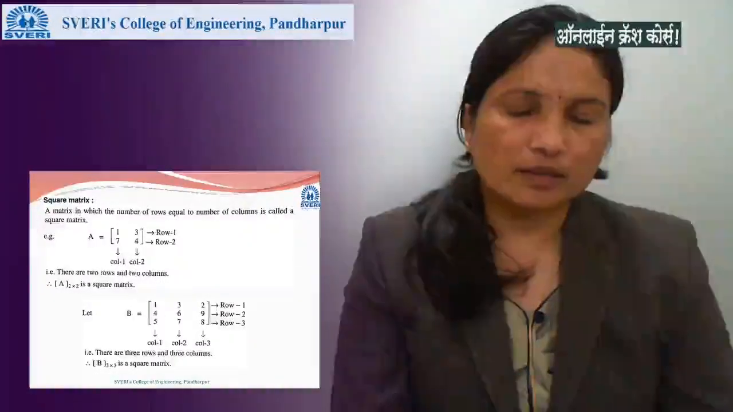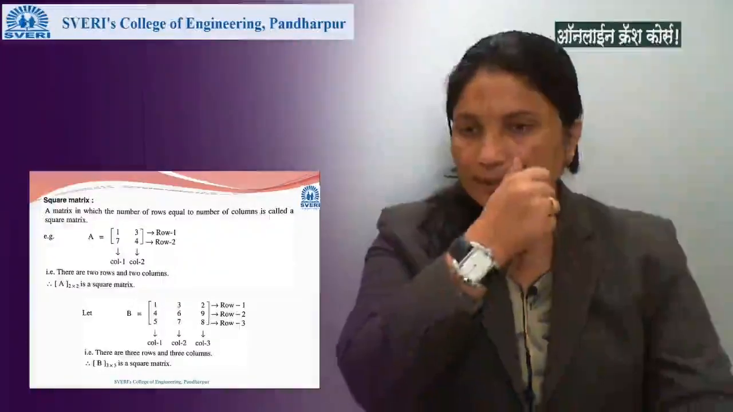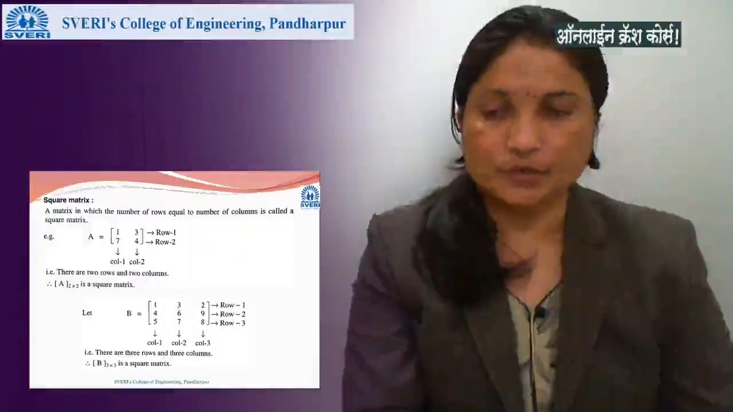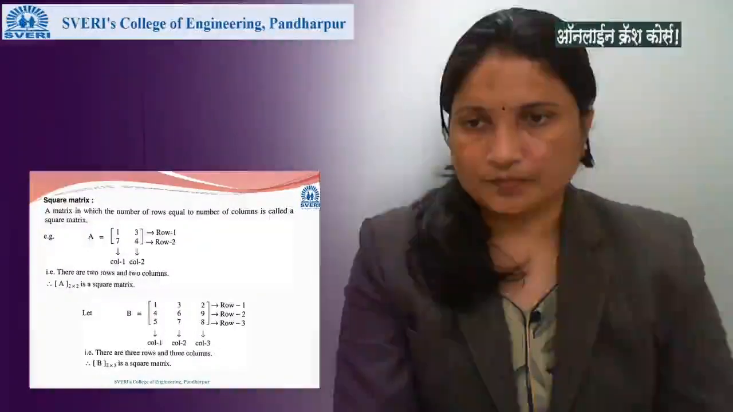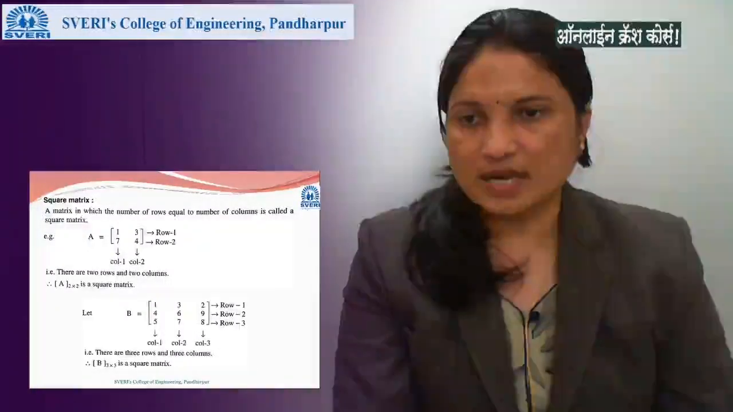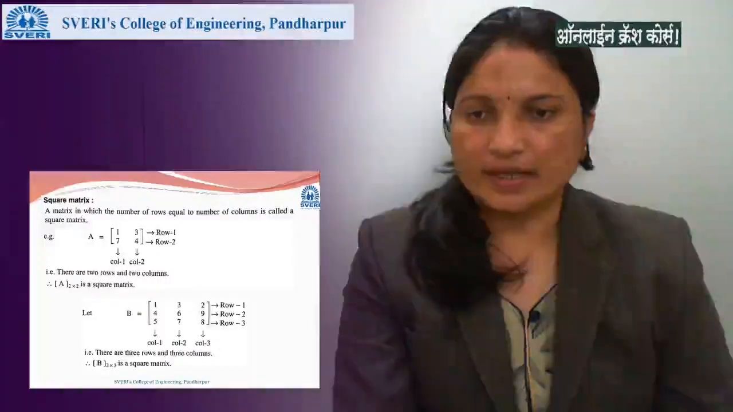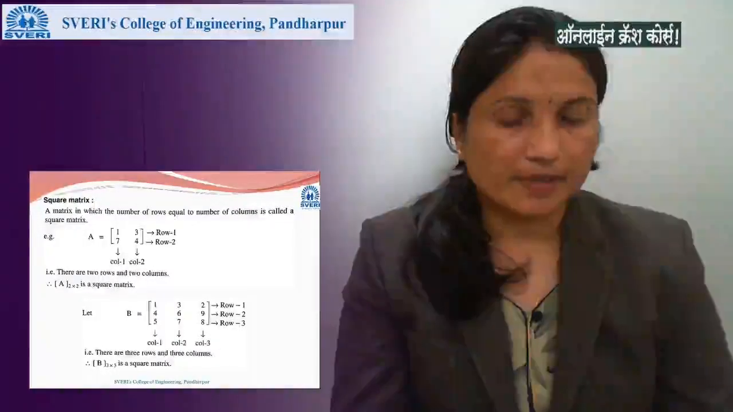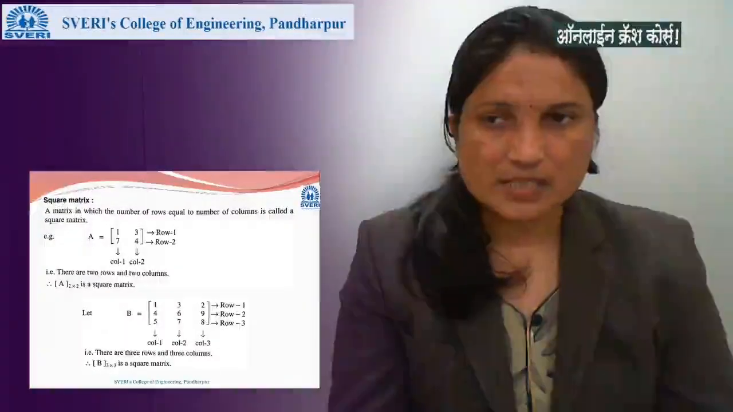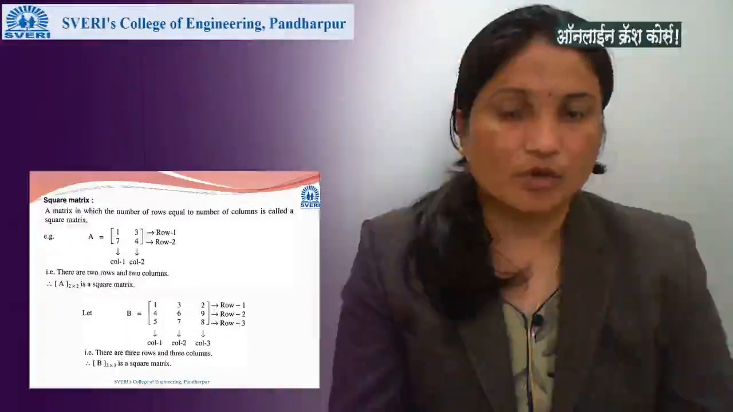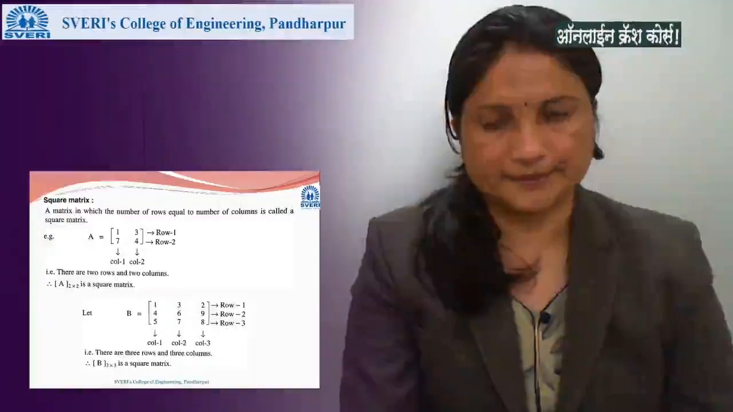Similarly, if we are taking another example, so here matrix B is equal to a square matrix with elements 1, 3, 2, 4, 6, 9, 5, 7, 8. Why we are calling it as square matrix? Because there are 3 rows and 3 columns. So it is known as square matrix. What is the order? 3 by 3.